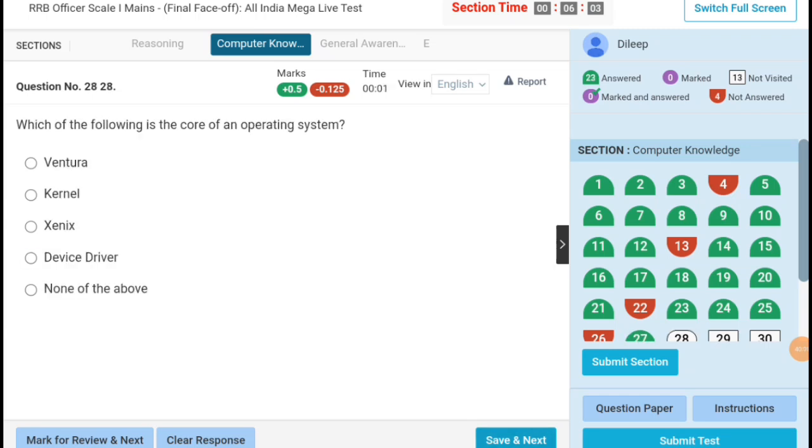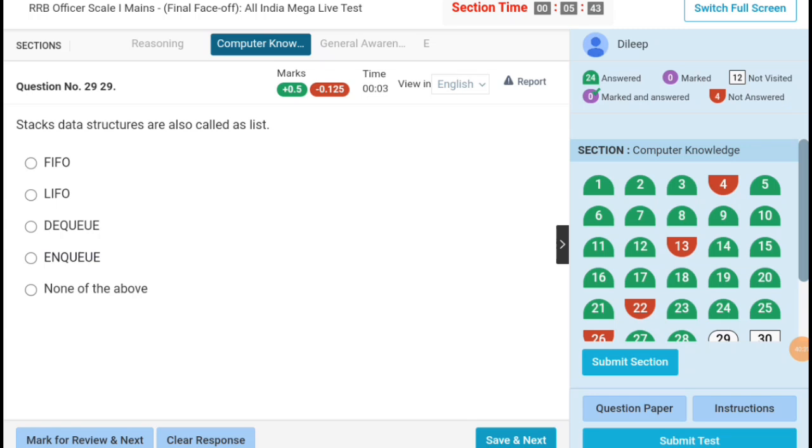16 core operating system, device driver, I think. Which of the following is a core of an operating system? I have doubt on device driver and kernel. I think kernel.